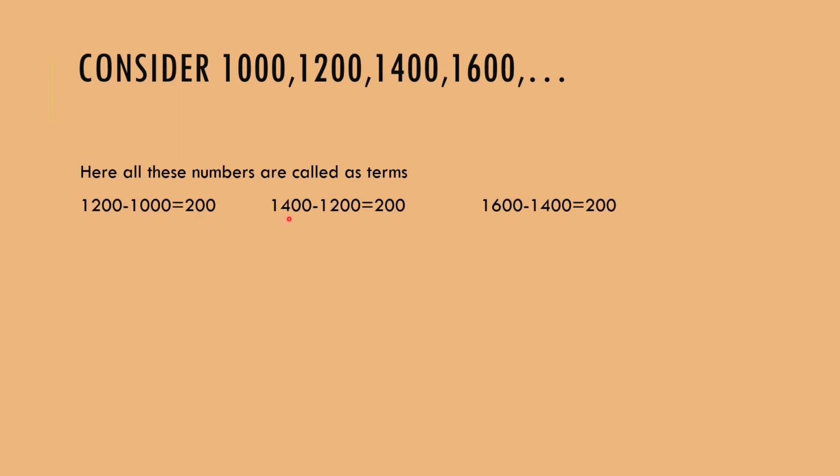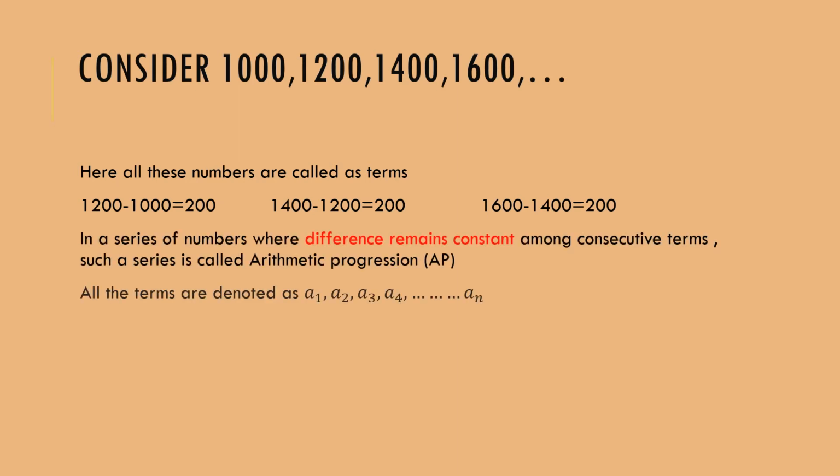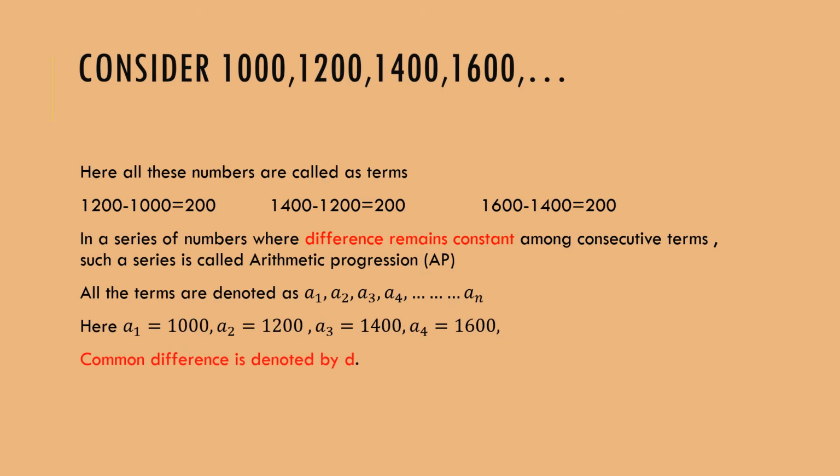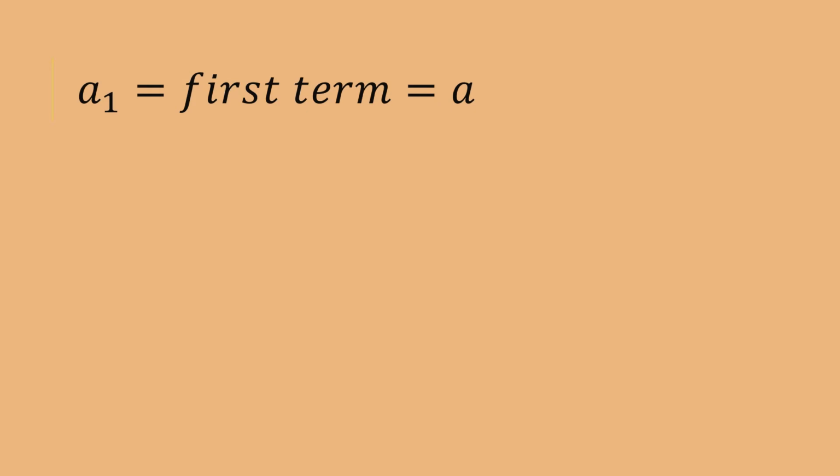The difference remains constant, so the difference is denoted by D. D stands for common difference. All the terms are denoted by A1, A2, A3, A4 and so on up to AN. So A1 is 1000, A2 is 1200, A3 is 1400, A4 is 1600. Common difference is D. We also denote the first term A1 by A.